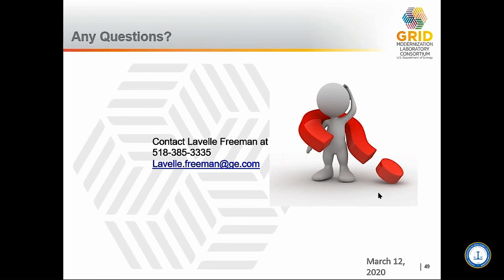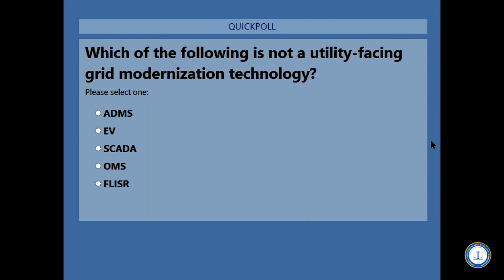Thanks, Lavelle. We are just going to let you do the last poll that you have here. The question reads, which of the following is not a utility-facing grid modernization technology? ADMS, electric vehicles, SCADA, OMS, or FLISR? We'll give you a moment to answer that.